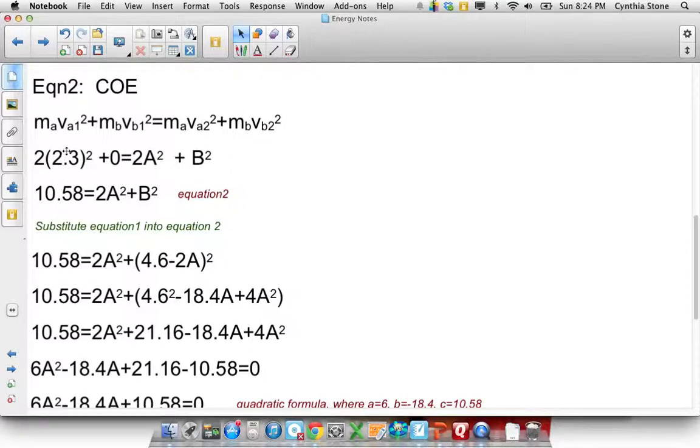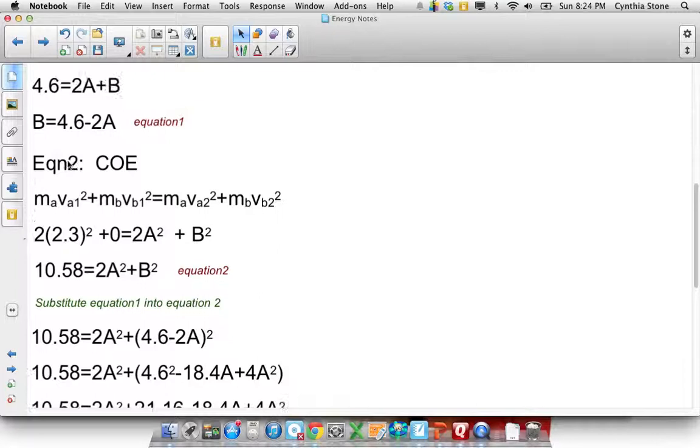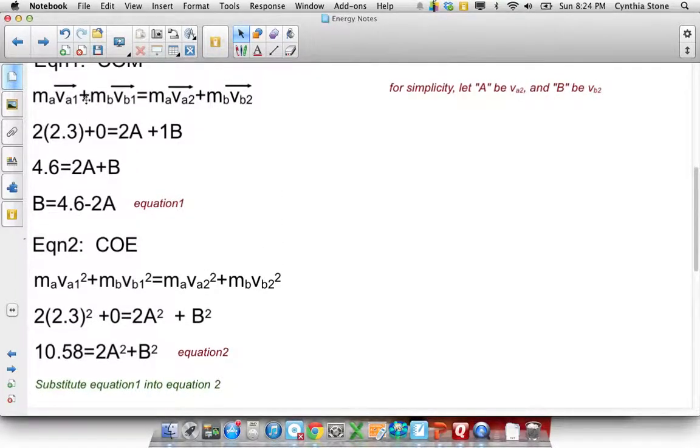By the way, little food for thought. If they were moving towards each other, this would be a negative sign right here. But in the energy, it would still be a plus because it's speed. I didn't do that in this example, but that might be something important to know. That this would be negative if they were moving in opposite directions towards each other because of the vector of velocity. But with energy, you deal with speed, so then you're just looking at magnitudes. So it would be plus.